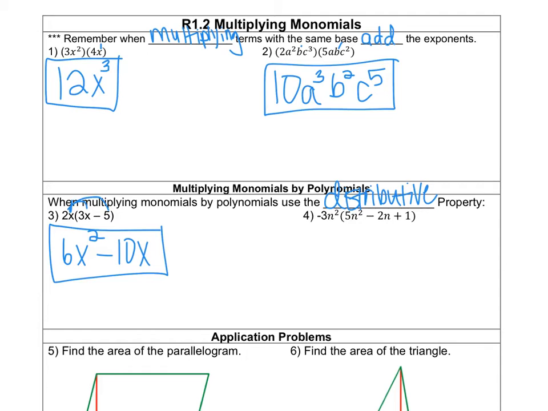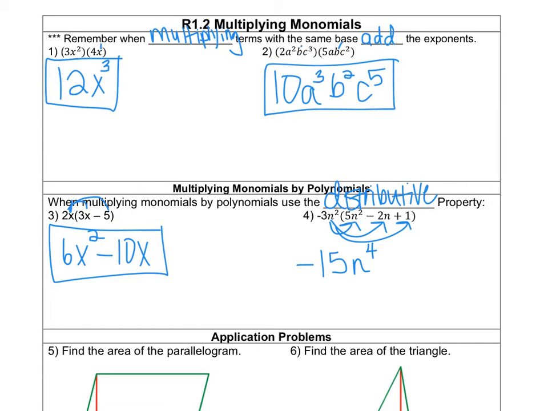On to the next one. We're distributing out negative 3n squared to each one of these terms. Negative 3n squared times 5n squared. Well, let's just start with the coefficients. So negative 3 times 5 is negative 15. And then n squared times n squared, remember you're going to add the exponents. This would be n to the fourth.